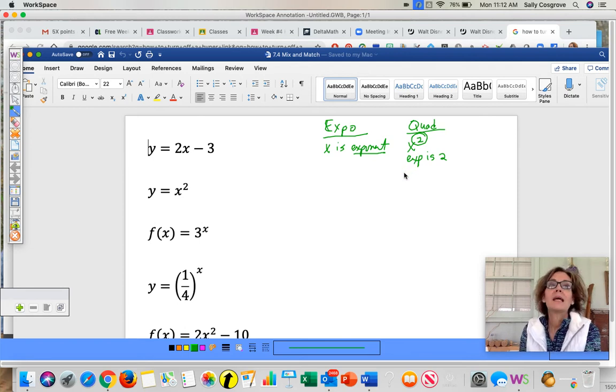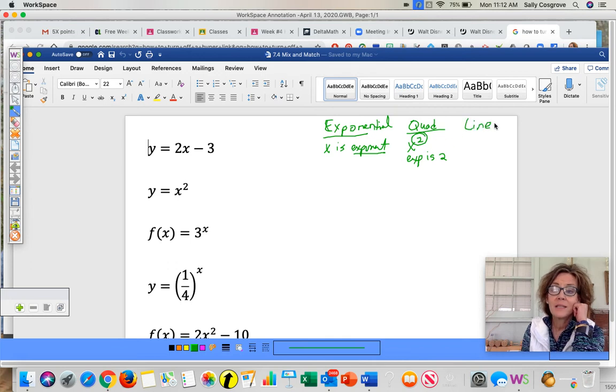Sometimes it looks like our standard form, ax squared plus bx plus c. Sometimes it's in vertex form, a parentheses x minus h squared plus k, when we know the vertex. Sometimes maybe it's in a different form, but the big giveaway is that x has a 2, or the exponent is squared, and that's how we know it's quadratic. Again, how do we know it's exponential? If x is the exponent on a base. How do we know it's quadratic? If x is squared.